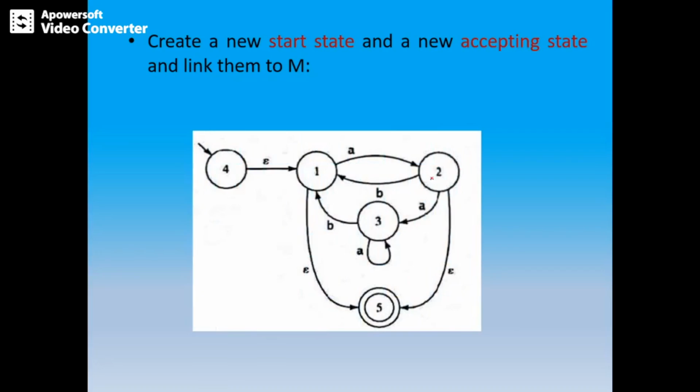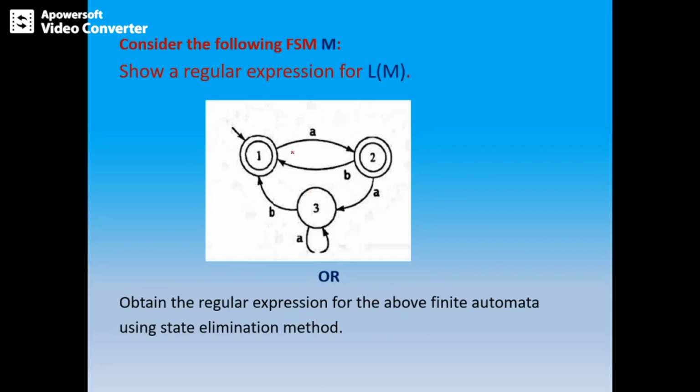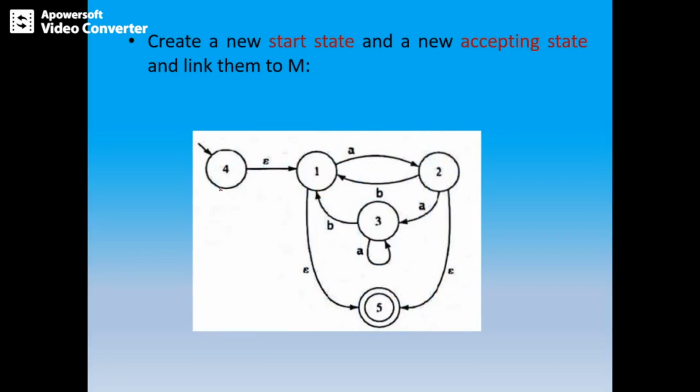I'm also going to create a new accepting state. I'll go back and show you the earlier one. As there are two accepting states, I have to create a new accepting state, as well as a new start state, because there are transitions coming into the start state. So you have to create a new start and join the earlier start with epsilon, and create a new accepting state, joining the earlier accepting states to that using epsilon transitions. You can observe the epsilon transitions here.